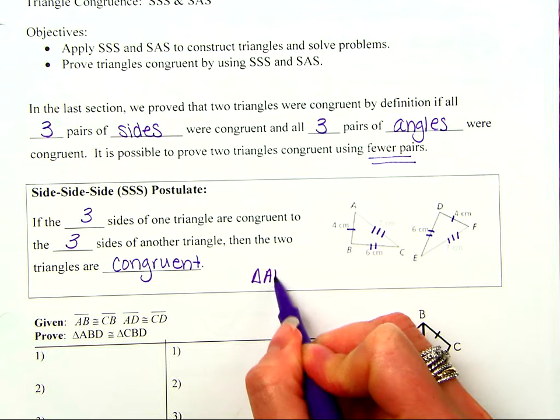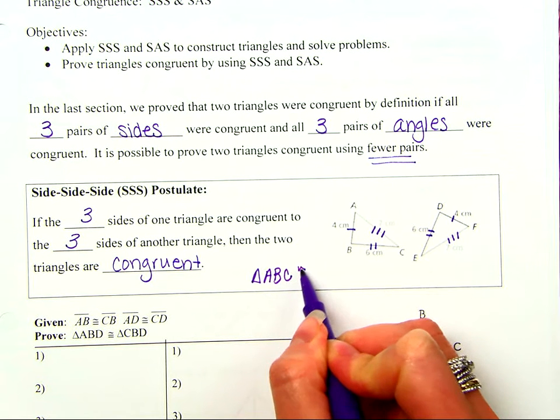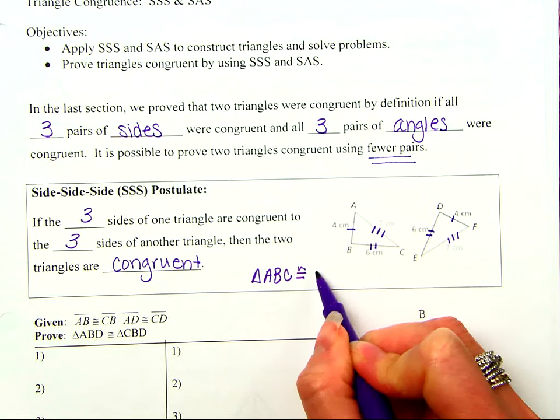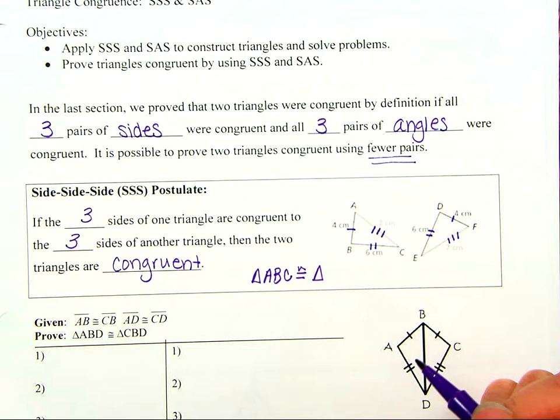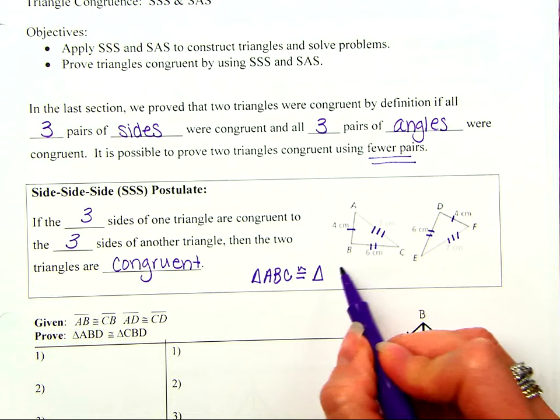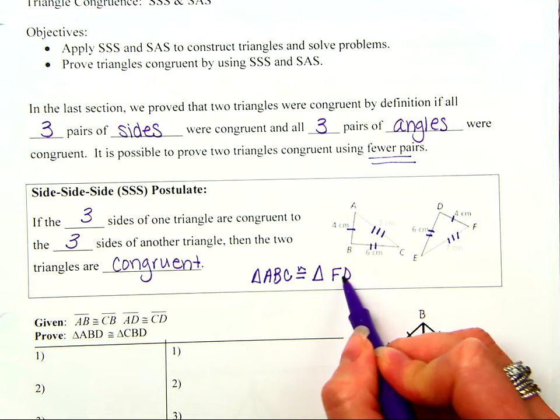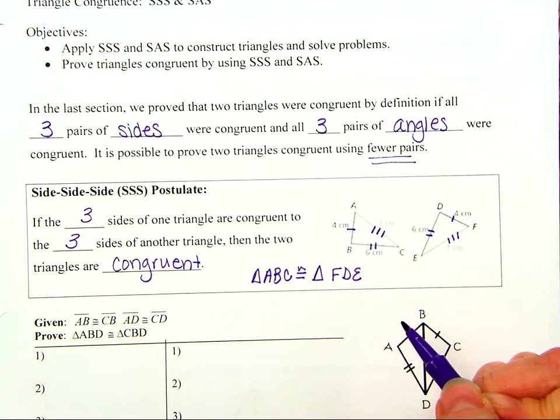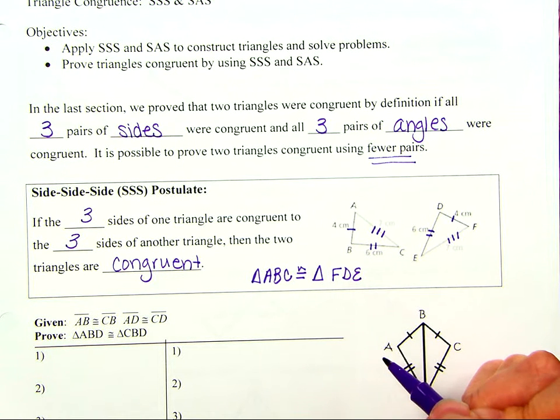Now, if I wanted to write my congruency statement, I have to make sure that I have my letters in corresponding order. And in this case, it's a little bit tricky. Triangle ABC here would correspond with triangle FDE. So the second one doesn't necessarily go in alphabetical order, but in corresponding order, it would match FDE.